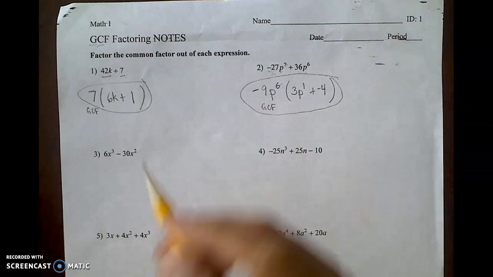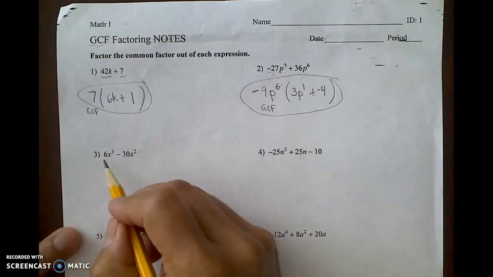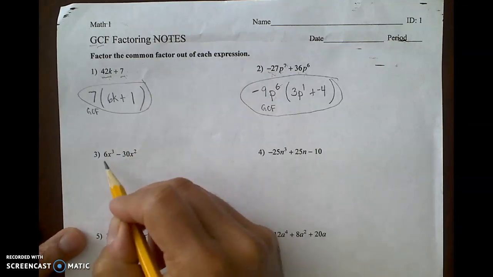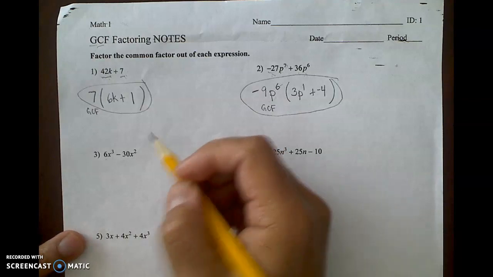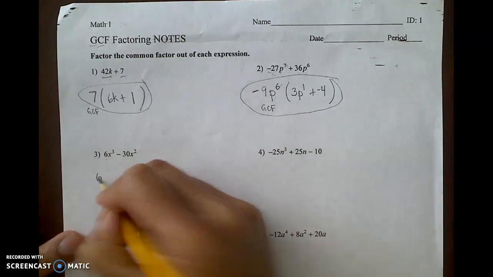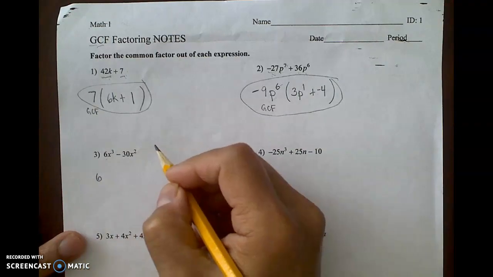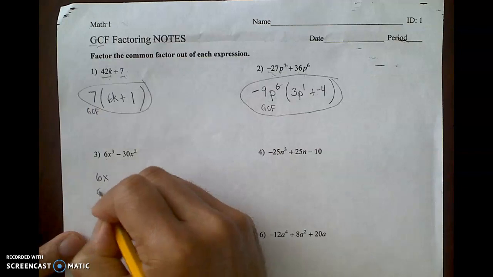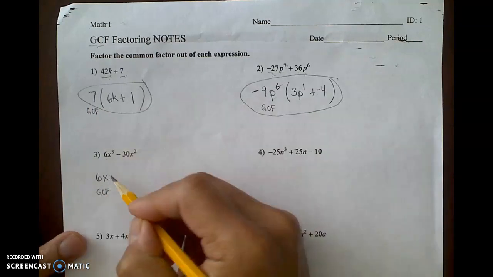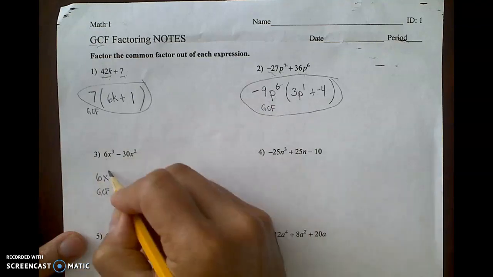Okay, let's go on to number 3. Alright, gotta pick up the pace a little bit. So we're looking at two terms again. I've got a 6 and a negative 30. The biggest number that goes into both of those is 6. Both terms have a variable in them, so we know there's going to be a variable in our GCF, but the exponent we attach to that variable is going to be the smallest exponent of the two.